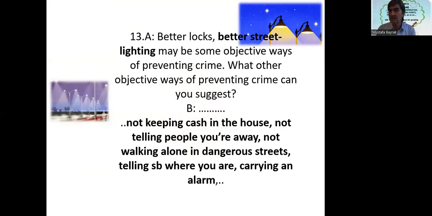Better locks, better street lighting, maybe some objective ways of preventing crime. What other objective ways of preventing crime can you suggest? Yes, I can easily suggest that not keeping cash in the house is also a way of preventing crime. Yes, being proactive. By being proactive, for example, not telling people you are away can also be another way of preventing crime. I can also suggest not walking alone in dangerous places.